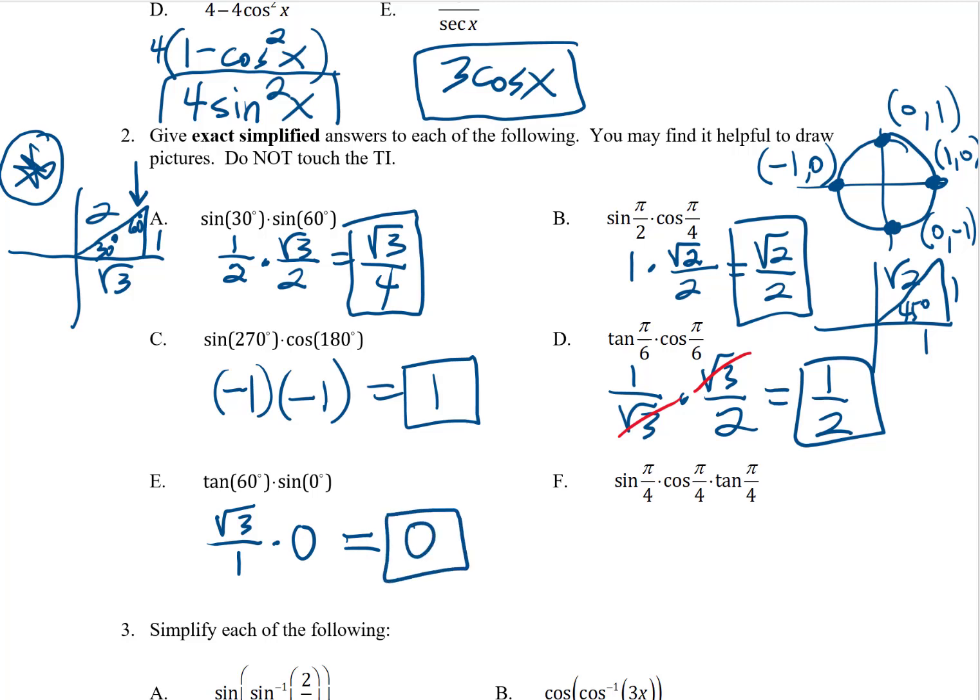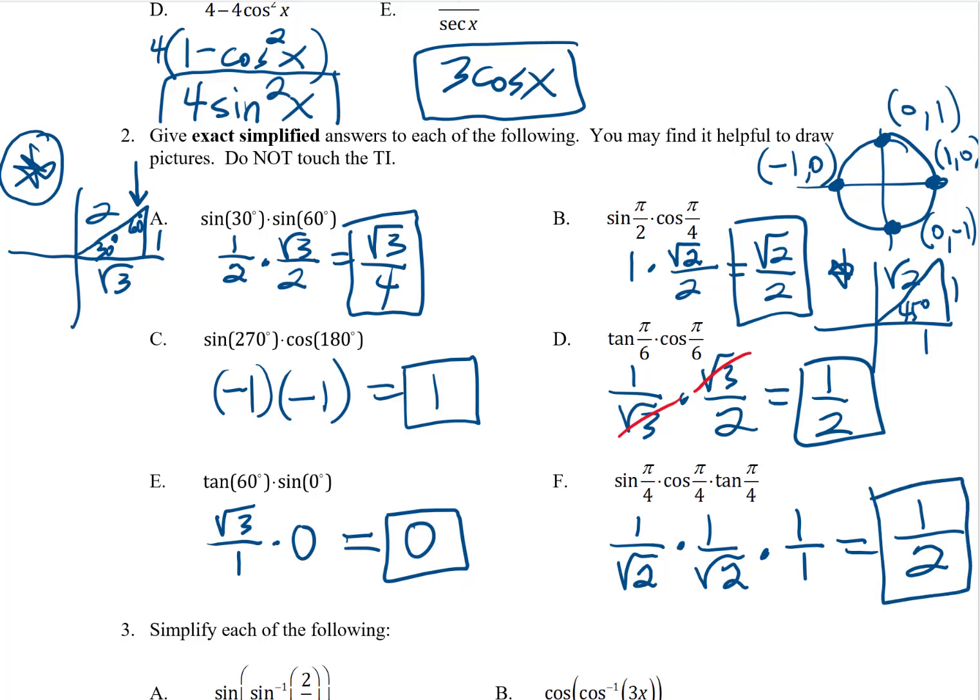And then the last one has 3 items to multiply together. They're all 45 degrees. We have that picture right here. Sine pi over 4, opposite over hypotenuse, 1 over root 2. Cosine pi over 4, we did that one already. That was 1 over root 2. Tangent pi over 4, let's see, that's opposite over adjacent. When I multiply across, 1 times 1 times 1 is 1, and on the bottom, root 2 times root 2 makes 2, times 1 is still 2, and so the answer here comes out to be 1/2.